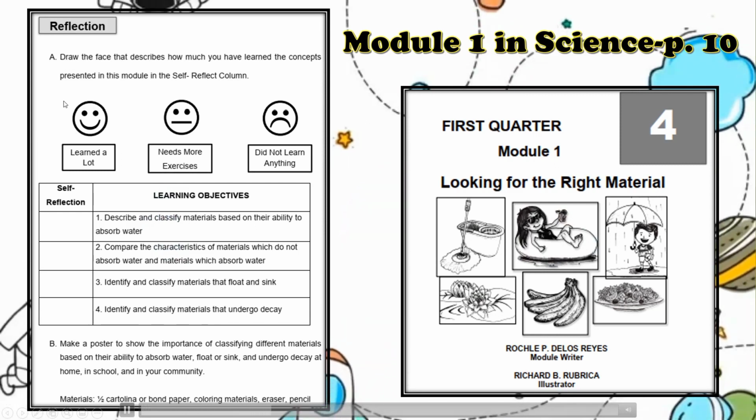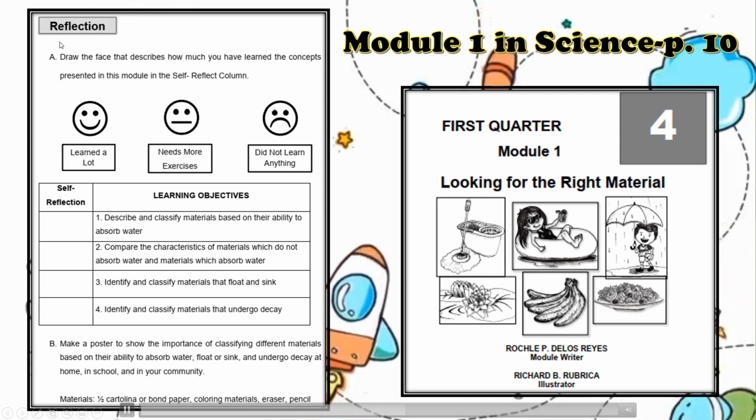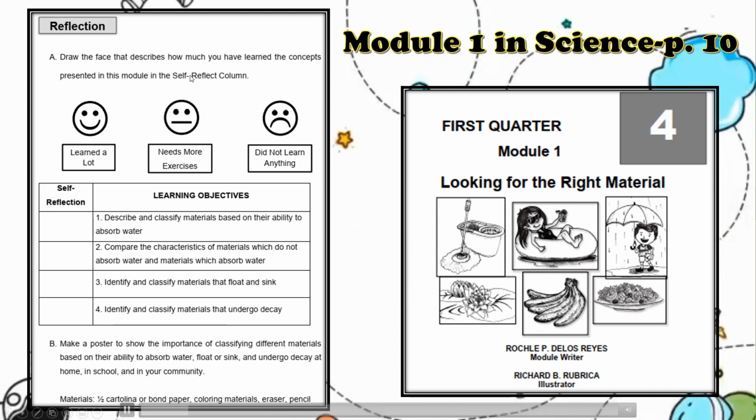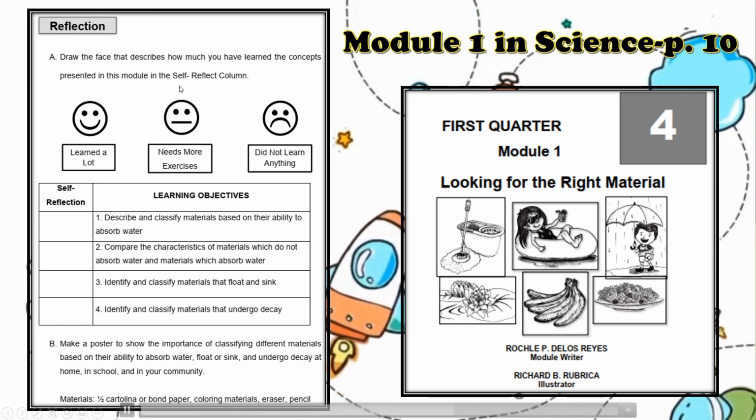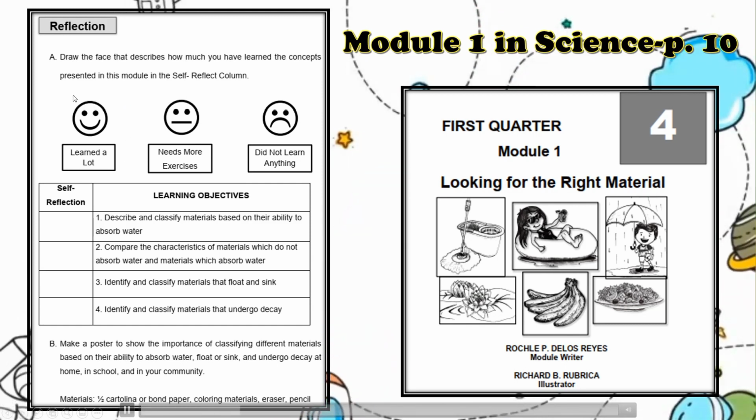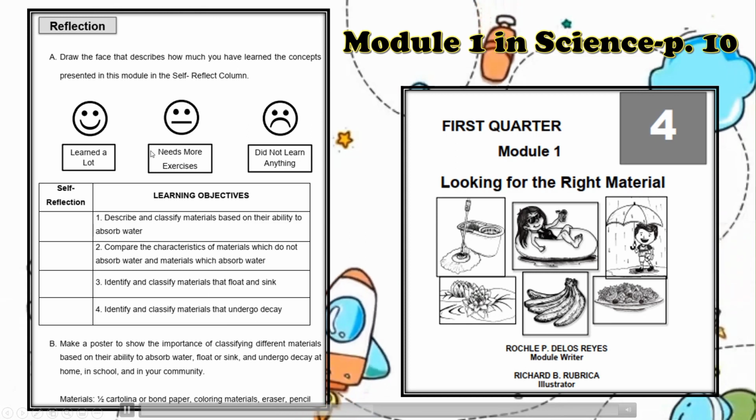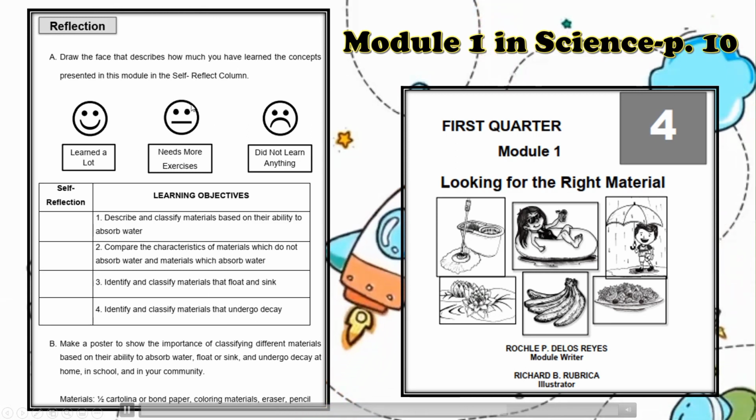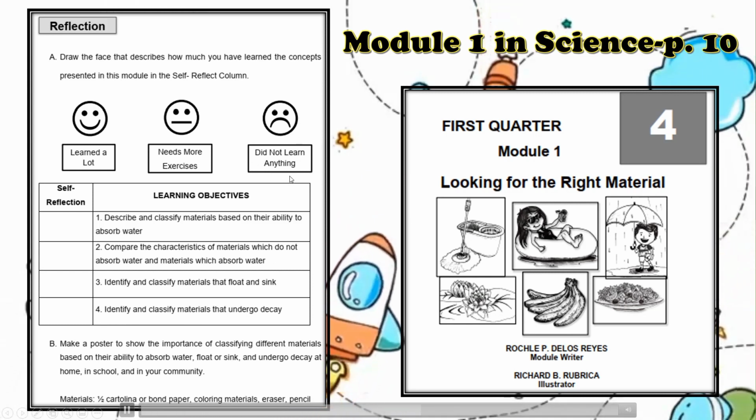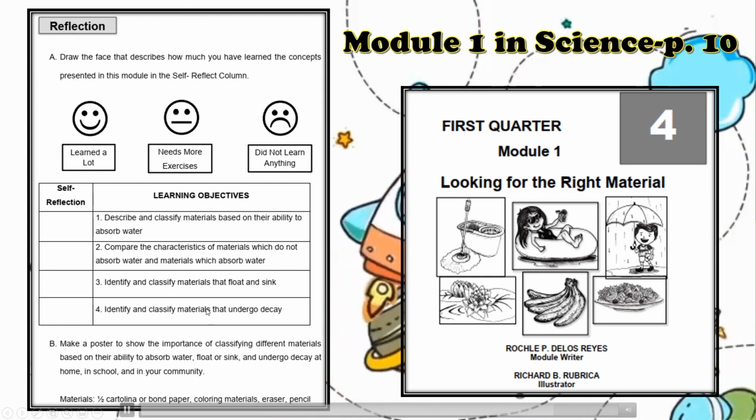In part A, you will simply draw the face that describes how much you have learned the concepts presented in this module in the self-reflect column. This is the first smiley if you have learned a lot. The second smiley if you think you need more exercises. And draw the third smiley if you did not learn anything in the module after you use and answer it.